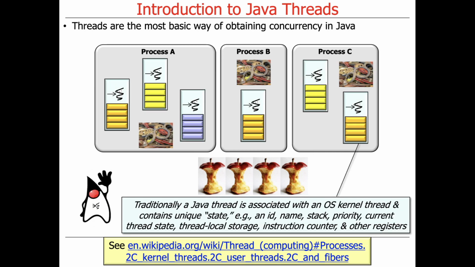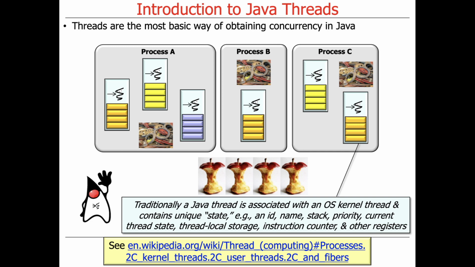Now, traditionally, a Java thread, which I now designate with this slightly different visualization, is associated with an operating system kernel thread. There's typically, historically, been a one-to-one mapping between a Java thread and an OS kernel thread, at least in the last 20 years or so. And that Java thread contains unique state, such as the ID of the thread, its name, which is different. The ID is typically a numerical value. The name is like George or whatever you want to call it.